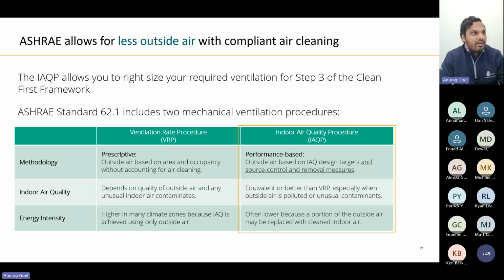But simply put, the indoor air quality procedure is one of 2 procedures in the IMC, in the National Building Code of Canada, and in ASHRAE Standard 62.1 to size ventilation systems. And it sits alongside the prescriptive procedure, the VRP. And the IAQP introduces a variable for air cleaning efficiency in the calculation. I'll go through the calculation later, but the main difference between the IAQP and the VRP is that the IAQP allows you to take credit for air cleaning efficiency to then size your ventilation system. And oftentimes that results in smaller ventilation systems and reduced energy consumption.